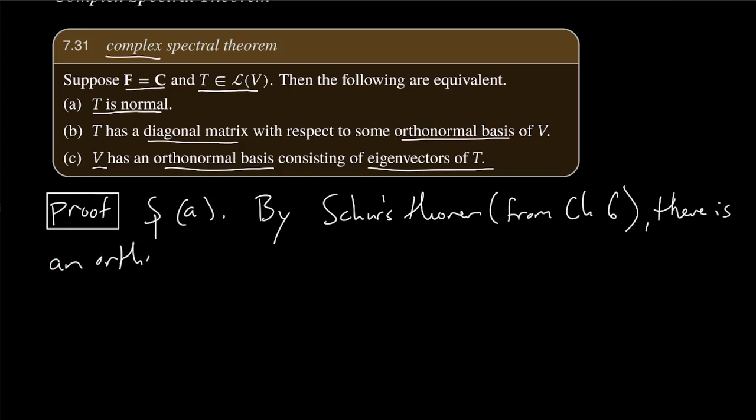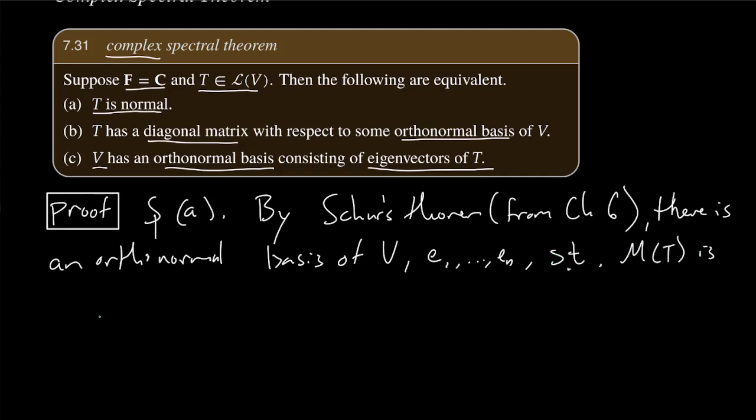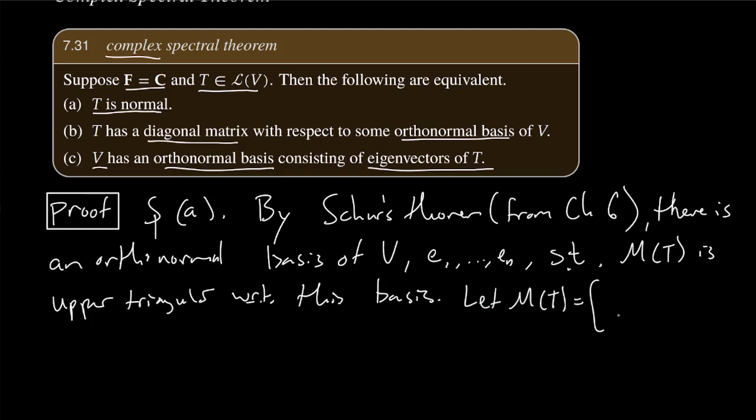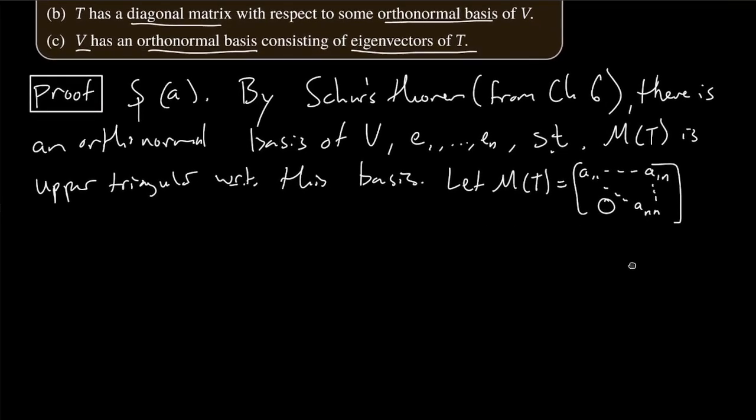there is an orthonormal basis of V, e1 through en, let's call it, such that the matrix of T is upper triangular with respect to this basis. Let the matrix of T be written as, well, I'll take a11, and then all the way through the diagonal, I'll get ann, and then going across, I'll go across through a1n, and down, and everything else is zeros. Okay, that's an upper triangular matrix.